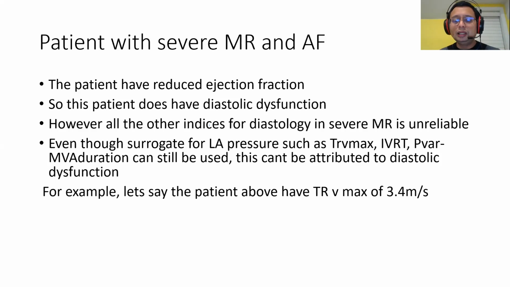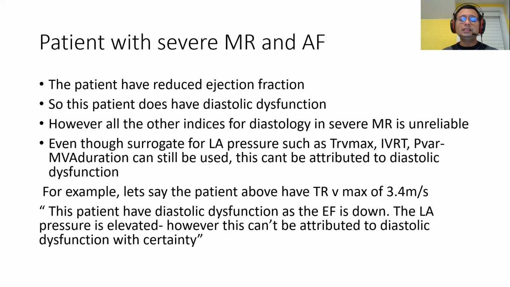For example, let's say our patient with chronic severe MR, EF that is down, has TRV max of 3.4, has diastolic dysfunction because EF is down, has increase in LA pressure because TR is 3.4. However, you cannot say whether the LA pressure is something to do with the diastolic dysfunction of the left ventricle or just because of the severe mitral valve regurgitation itself.